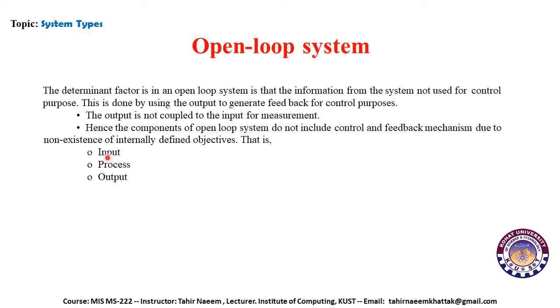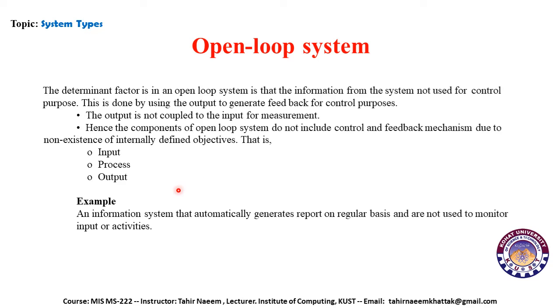So we have three different elements in the open loop system: input, process, and output. We give input to the system, and then it is processed and we get the output results. Here I would like to give you an example of an information system that automatically generates reports on a regular basis, and these reports are not used to monitor the input or activities.